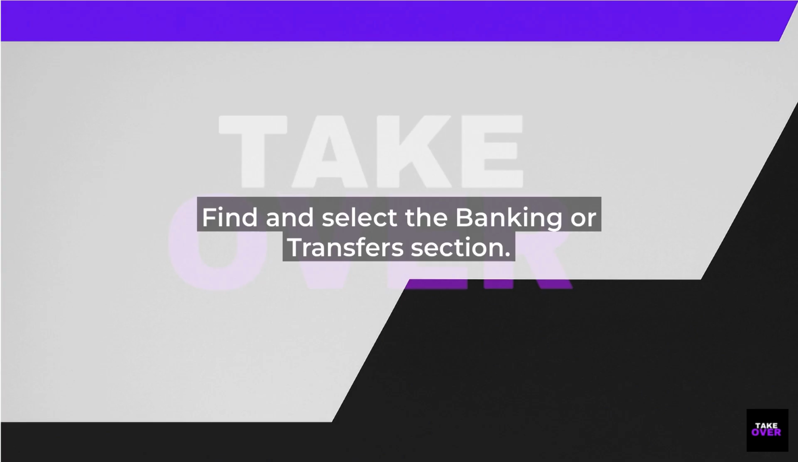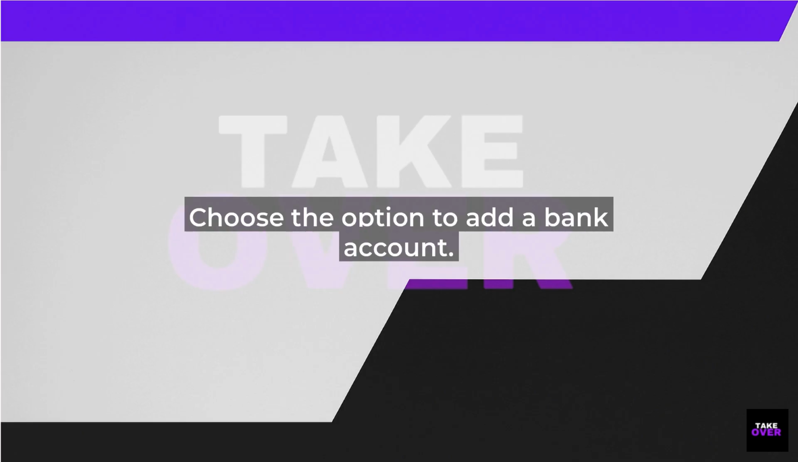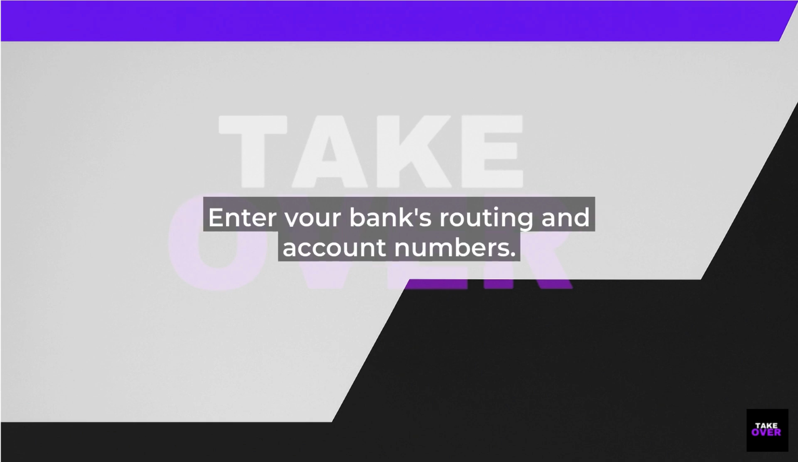Next, scroll down in your account settings until you find the Banking or Transfers section. This is where the magic happens. Tap on it, and you'll see an option to add a bank account. Go ahead and select that. Robinhood will prompt you to enter your bank details. Don't worry, it's secure. Just provide your bank's routing number and your account number. Make sure you double-check these to avoid any errors.